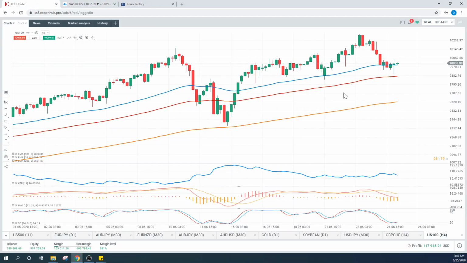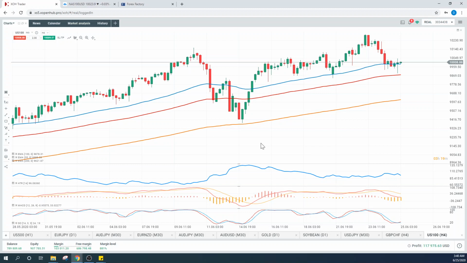So what's happening now is that after the pandemic, after the countries one by one started to ease the lockdowns, we can see the Nasdaq returning back. However, the fundamental question is whether it's healthy or not.